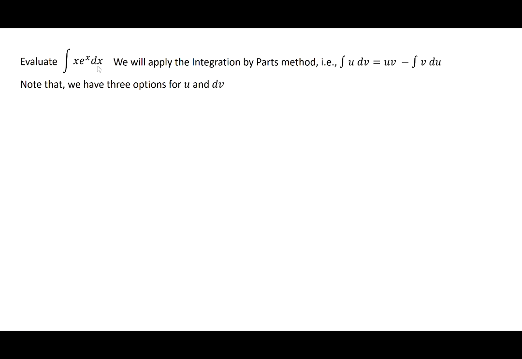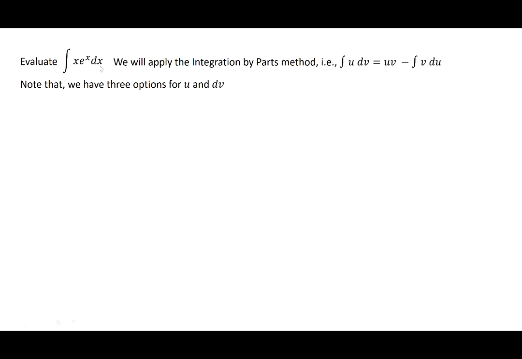That's one option. Second option, u equals e to the x and dv is the rest of it. What is the rest of it? x dx. So u equals e to the x, dv equals x dx. Third option, u equals x e to the x, dv equals dx. Right? And I'm sure you're going, oh, wait a minute, man. There are other options. You could say u equals dx and dv equals x e to the x. And no.